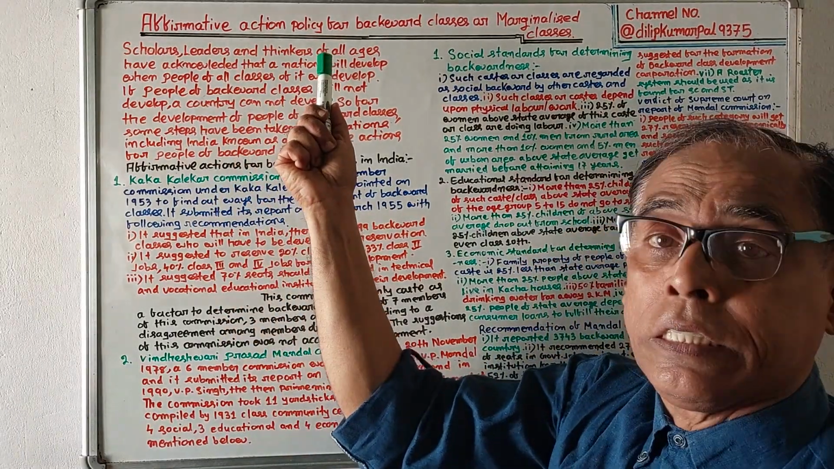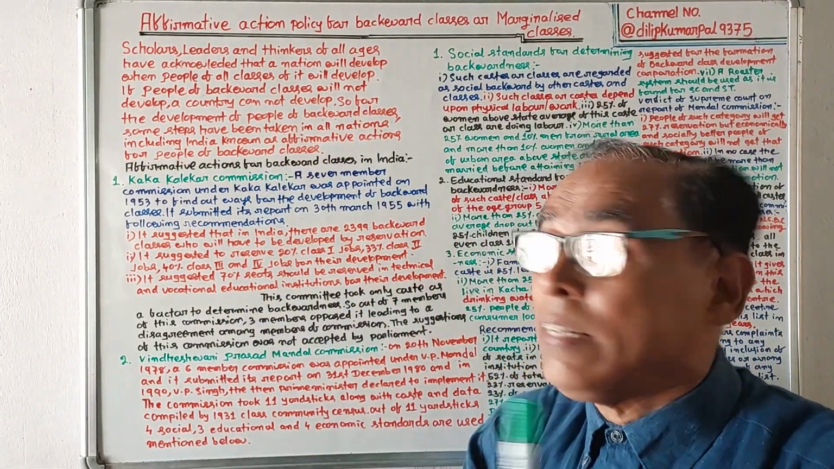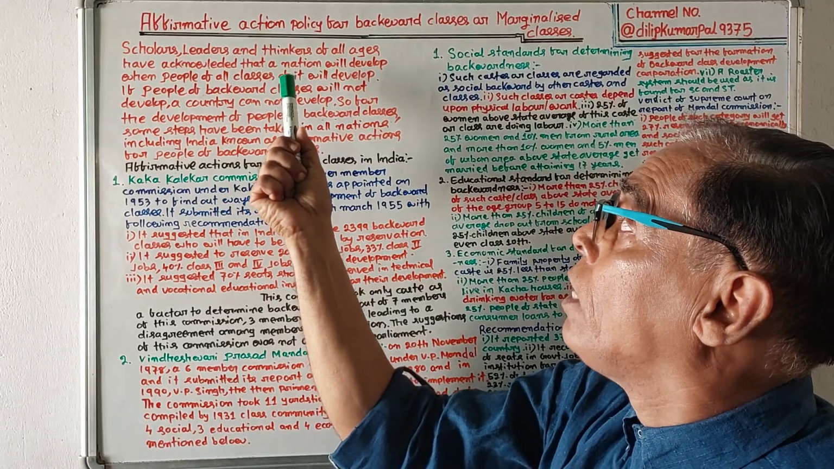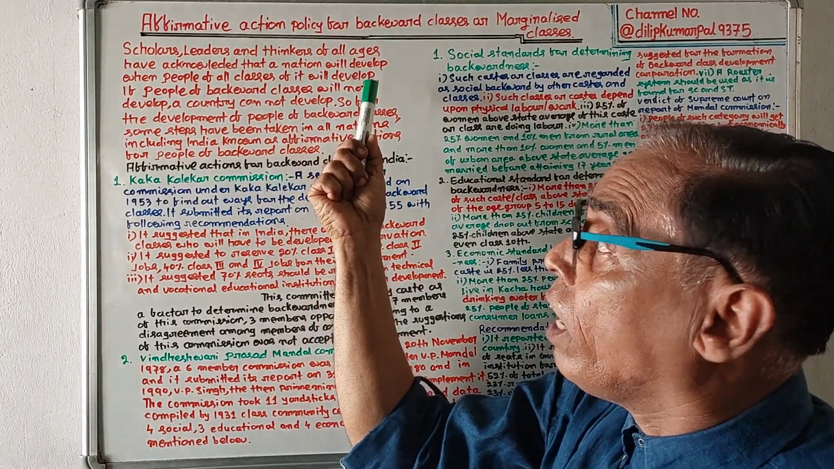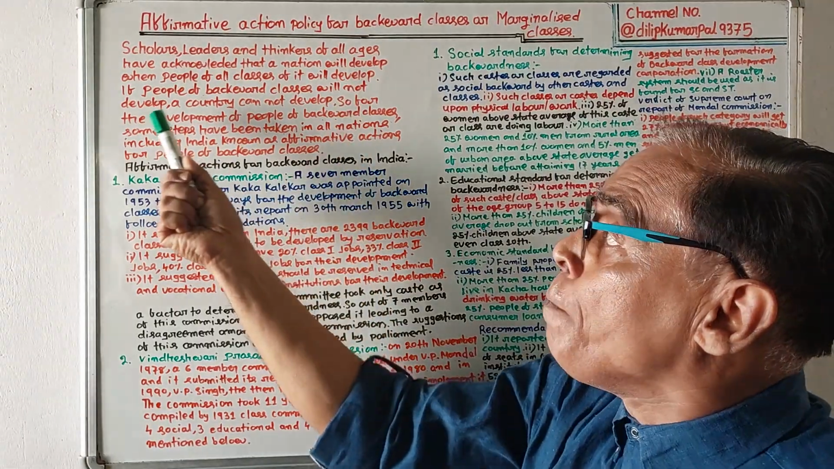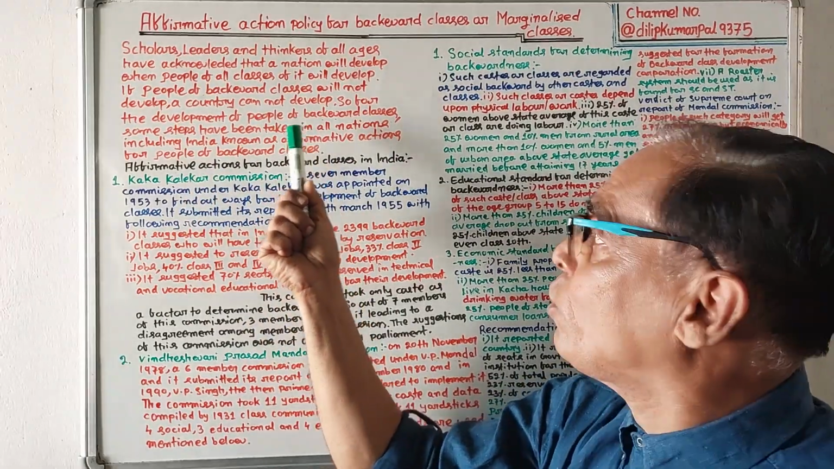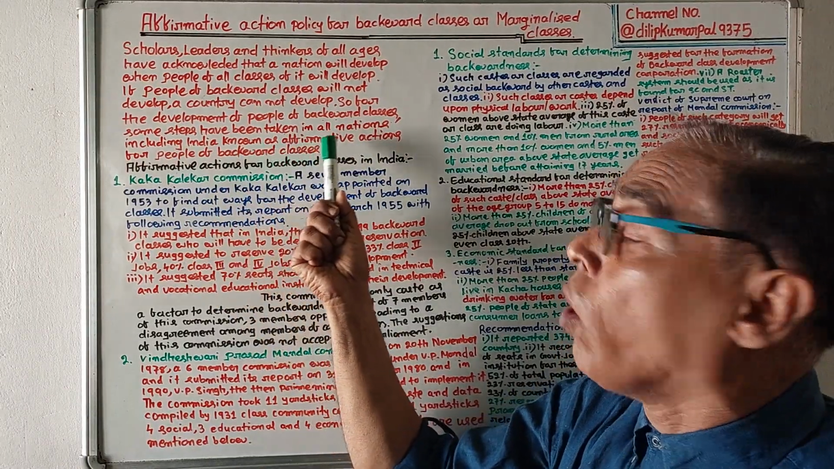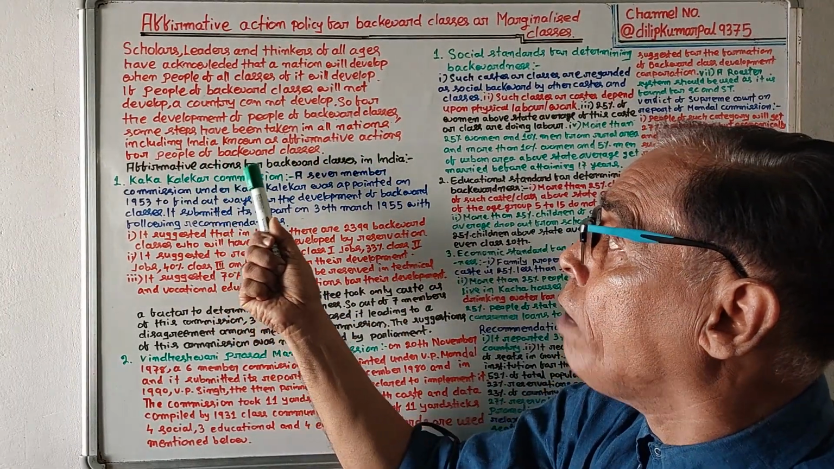Affirmative Action Policy for Backward Classes or Marginalized Classes. Scholars, leaders, and thinkers of all ages have acknowledged that a nation will develop when people of all classes of it will develop. If people of backward classes will not develop, a country cannot develop. So, for the development of people of backward classes, some steps have been taken in all nations, including India, known as affirmative actions for people of backward classes.